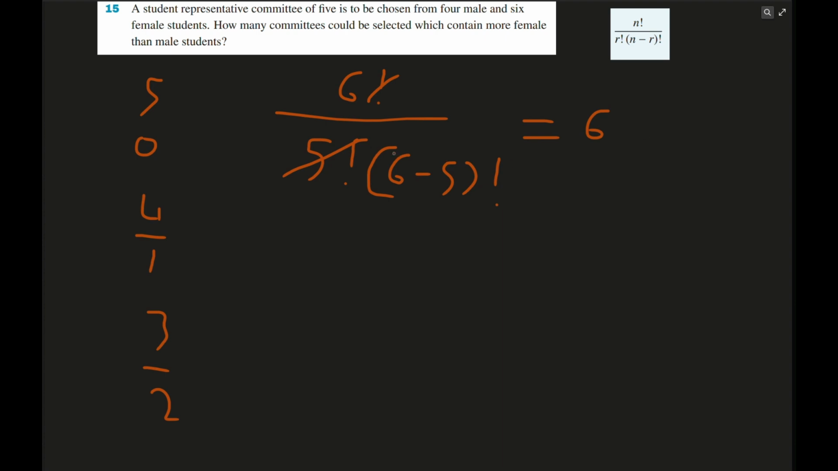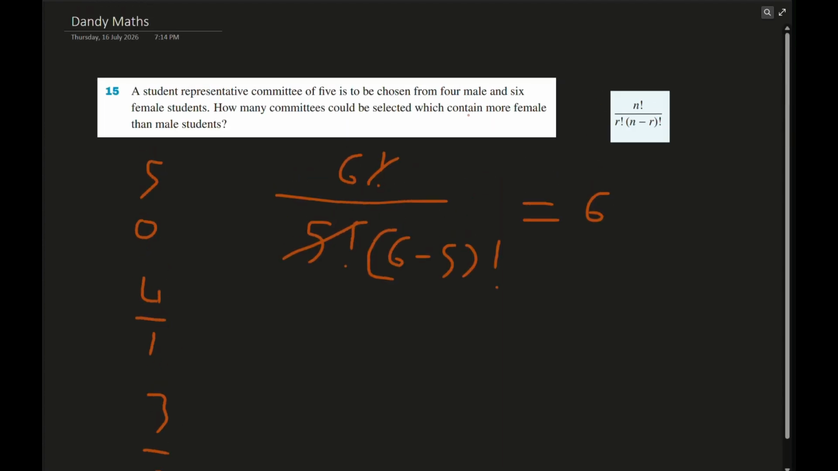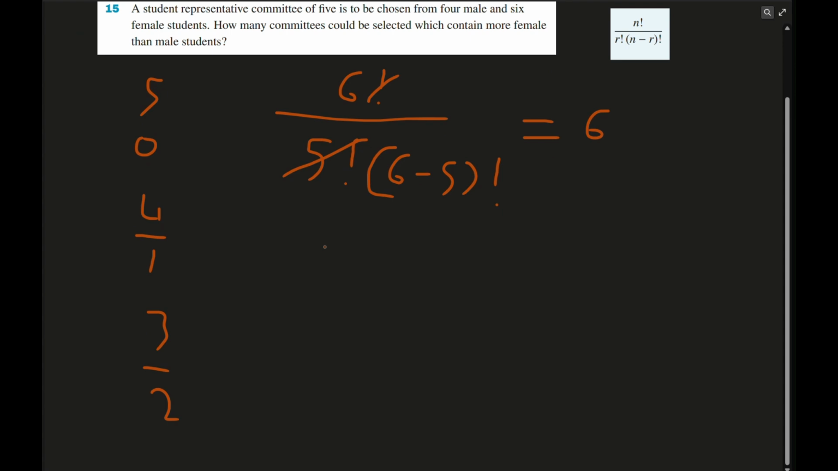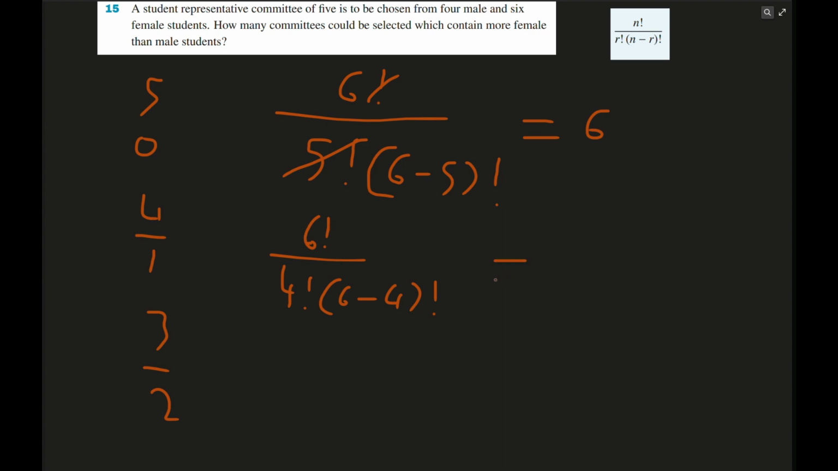Now in the second stage of this, it gets more complicated. So out of the 6 female students, we are now choosing 4. So then we're doing 6 factorial over 4 factorial times (6 minus 4) factorial, which when we evaluate this is 30 over 2 factorial, which is 30 over 2, which equals 15.